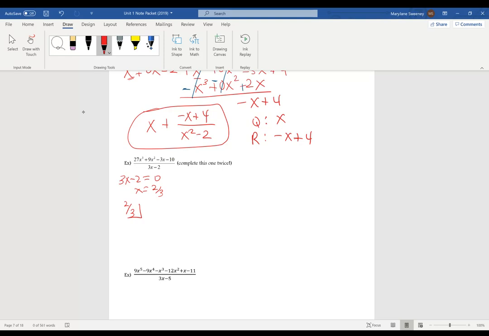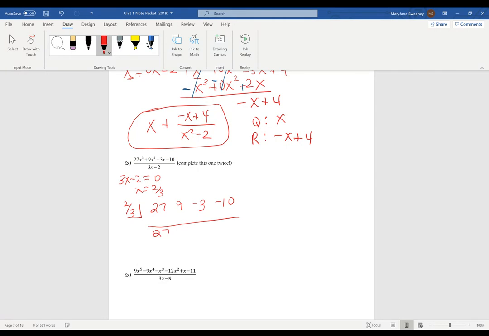Also, I know some of your teachers last year put the box maybe on the right. If you Google any videos on synthetic division, you'll notice they're always on the left. It doesn't really matter. If you want to put it on the right, that's perfectly fine with me, but I'm just explaining why I'm putting that on the left. So 27 for the x cubed, 9 for the x squared, negative 3 for the x, and negative 10.